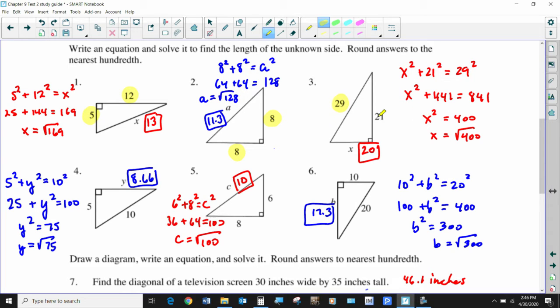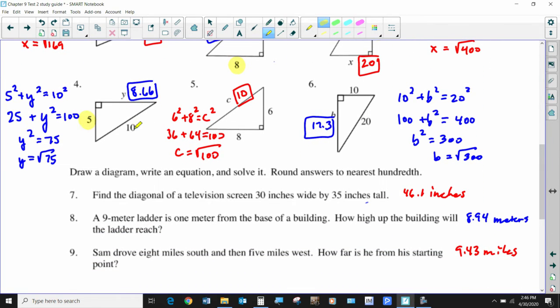Here you've got two known. One of them is the hypotenuse, which means there's going to be a subtraction happening here because a squared plus b squared equals c squared, which means c squared minus b squared will tell you what a squared is. So 841 minus 441 is 400. So this leg is going to be the square root of 400, which is 20.